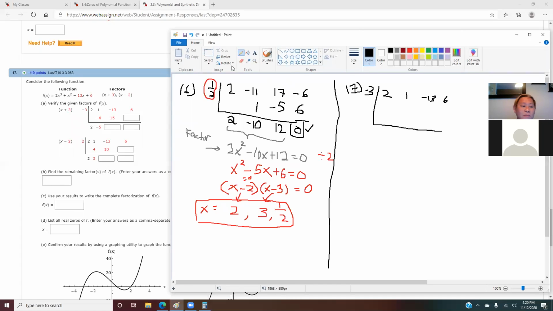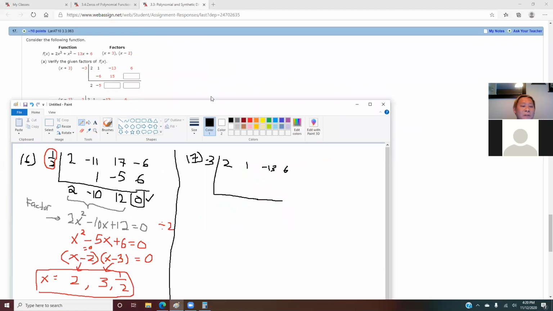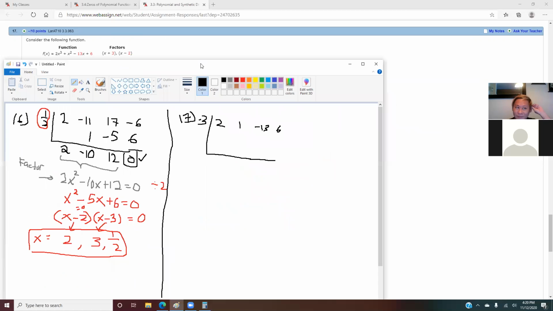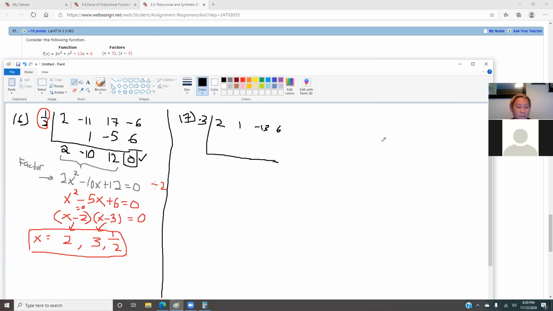So there's a lot of synthetic division on these two sections, nonstop. You know what? Just do it on your own. Don't look at it. It's easy to do it on your own. If you look at it, it's even worse. This is 2.